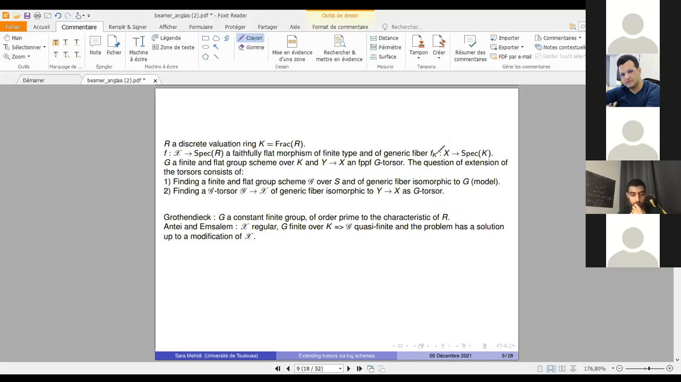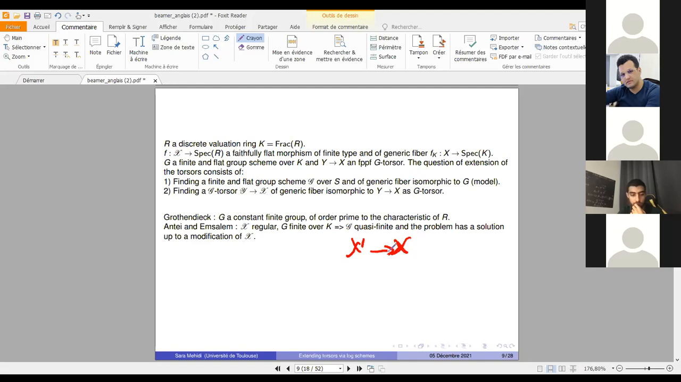Also, the case where X is a curve with good reduction, which means that it has a smooth model over R, also has a solution. A more general case is where this is supposed to be regular. Here we can construct an extension of the torsor, not over X, but over some scheme X prime, such that X prime is obtained from X with a finite number of blowups.